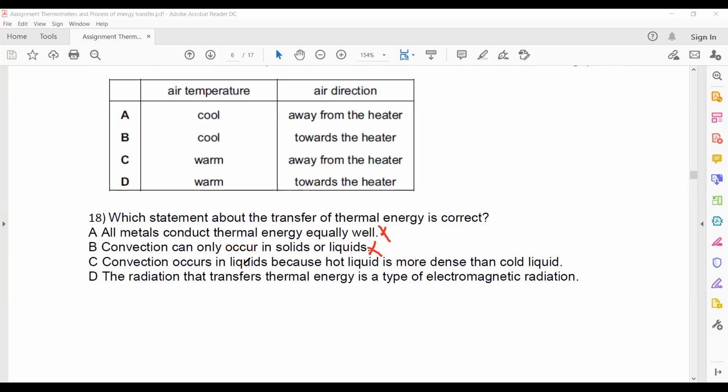That's wrong. Convection occurs in a liquid because hot liquid is less dense. So we are left with option D. Electromagnetic radiation means it can pass through vacuum. If a radiation can travel or pass through vacuum, we call that electromagnetic radiation.